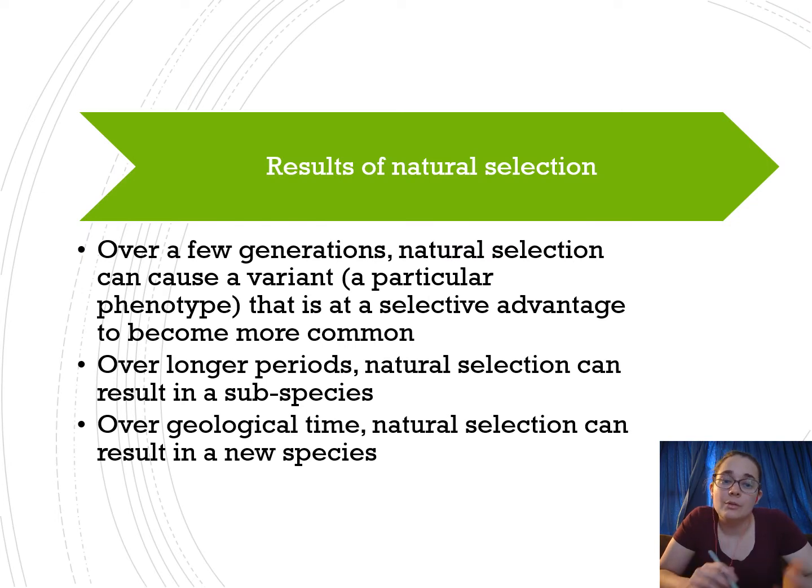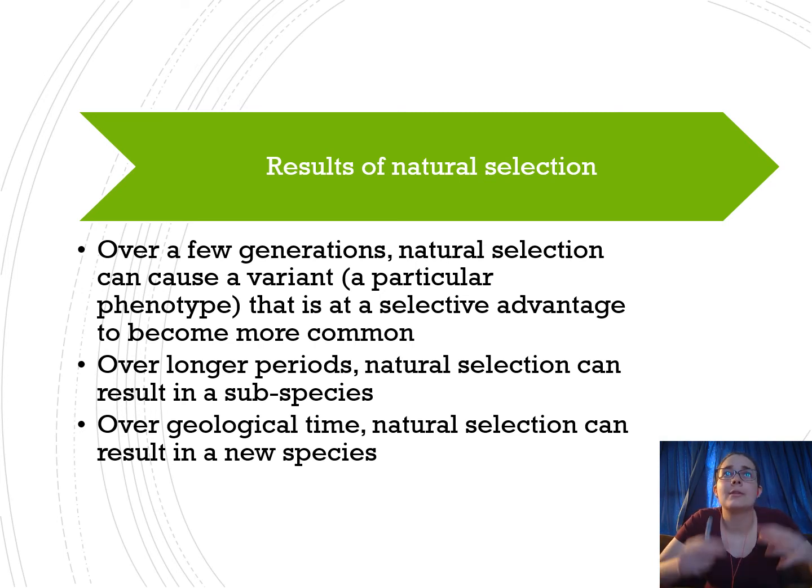So the results of natural selection: over a few generations, we can look at this variant, or the variations in these phenotypes, to be better. So you're looking at that selective advantage becoming more common. So think the darker mice over a longer period of time. It's an advantage to be born a darker mouse than it is a tan mouse because you're more likely to be able to survive. Over a long period of time, you can look at natural selection creating subspecies.